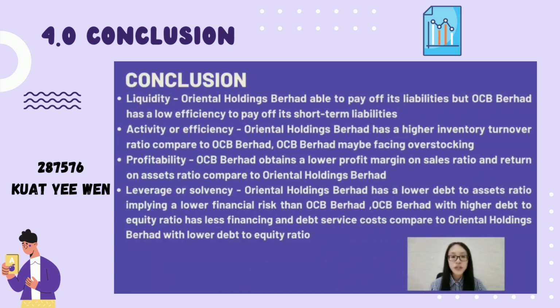For profitability, OCB Berhad obtains a lower profit margin on sales ratio and return on assets ratio compared to Oriental Holding Berhad. The last one is leverage or solvency. Oriental Holding Berhad has a lower debt to asset ratio, implying a lower financial risk than OCB Berhad. Also, OCB Berhad with a higher debt to equity ratio has less financing and debt service cost compared to Oriental Holding Berhad with a lower debt to equity ratio.